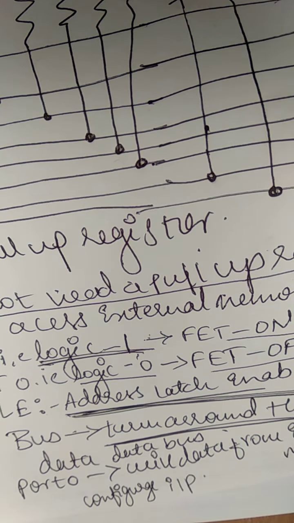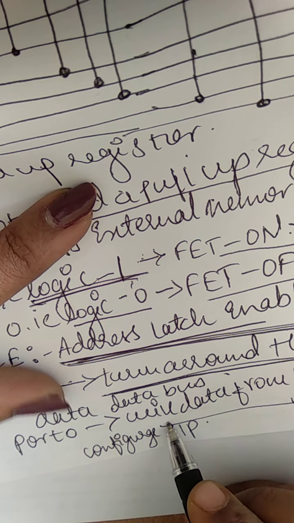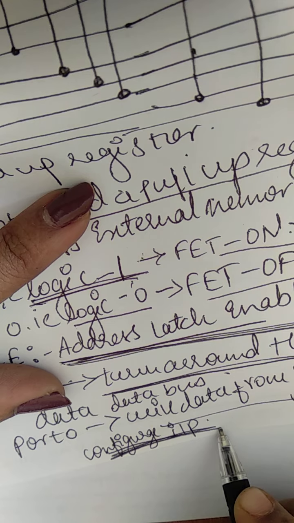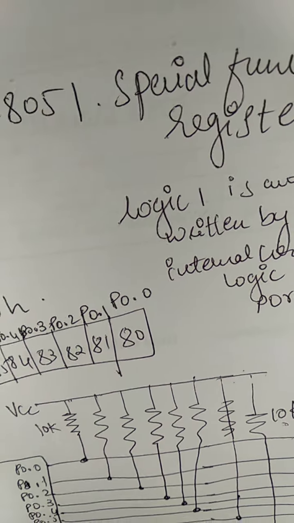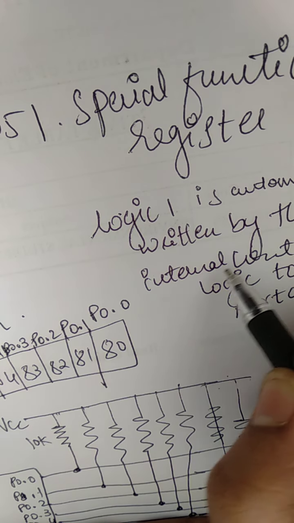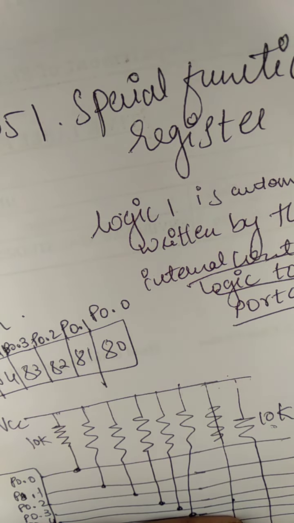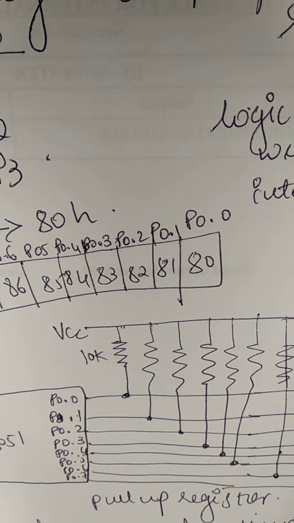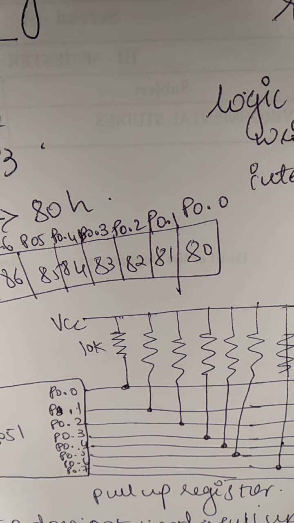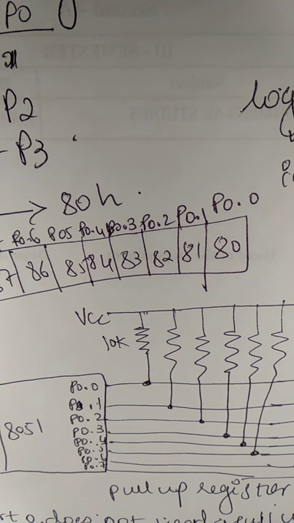Port 0 will read the data from the data bus, so that data bus has to be configured as an input. Next, when the logic is 1, the internal control logic automatically writes to all the port 0 latches. So this is regarding port 0. Only points 2, 3, 4, 5 are there. You have to remember these about port 0, that is P0. In the next session we will start with port 1.